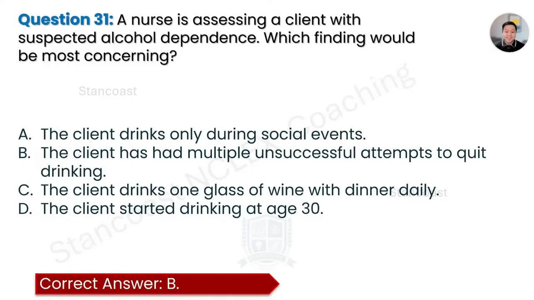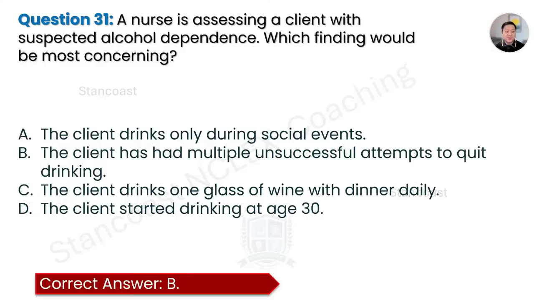Multiple unsuccessful attempts to quit drinking are hallmark signs of alcohol dependence and a key diagnostic criterion for alcohol use disorder. And this indicates the client is struggling to control their drinking behavior. And here in this question, you focus on the keyword most concerning. Alcohol dependence involves behavioral indicators like failed attempts to quit and loss of control over drinking. So you need to eliminate those options that lack strong evidence of dependence.